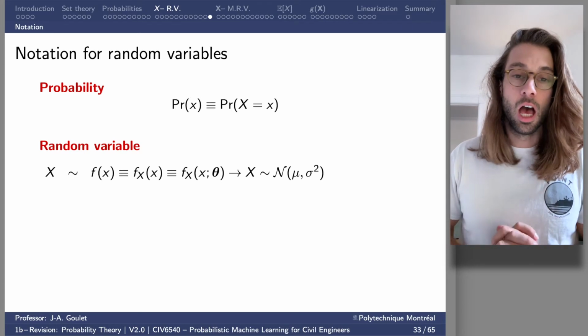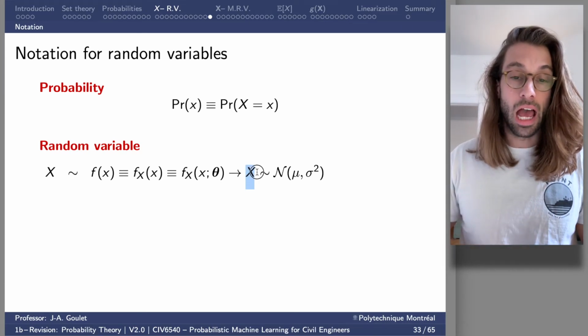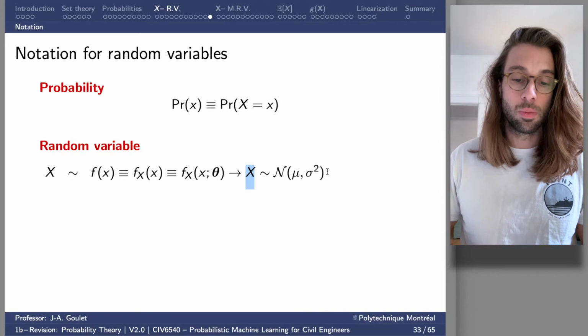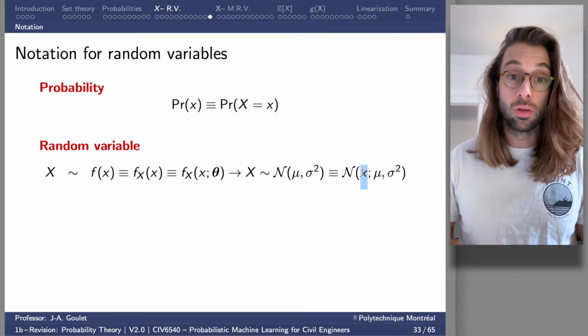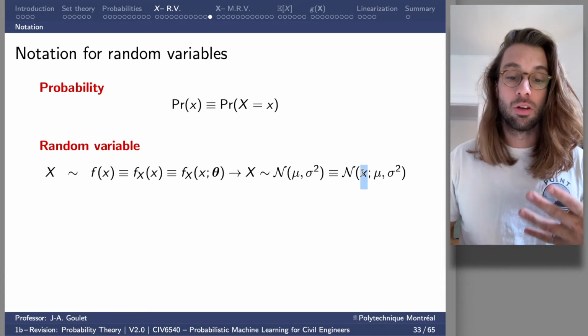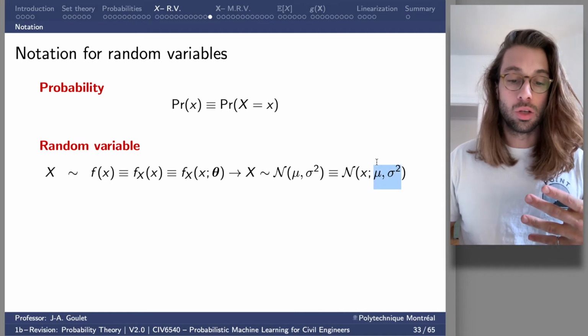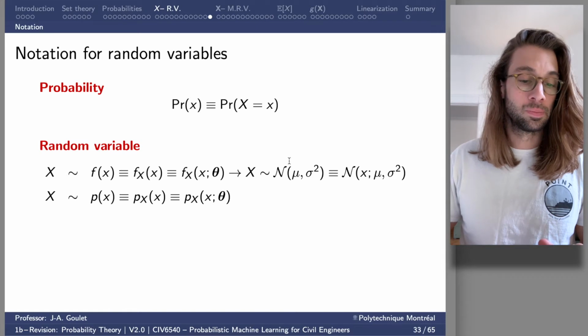In the case of, for instance, a normal random variable, we're going to say the random variable x is distributed like a normal with mean and standard deviation. So this is one possible notation. A second one is one where we really distinguish between the variable, so the possible outcome of x for which the normal is defined, and its parameters on the right. So either can be used depending on the references you're consulting.